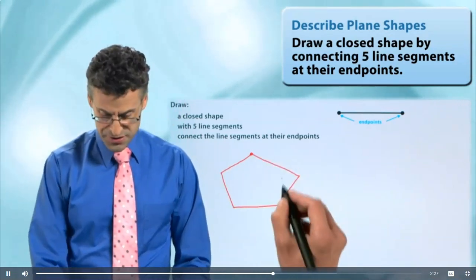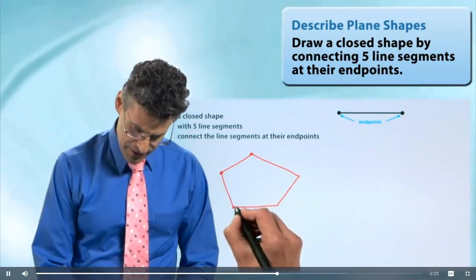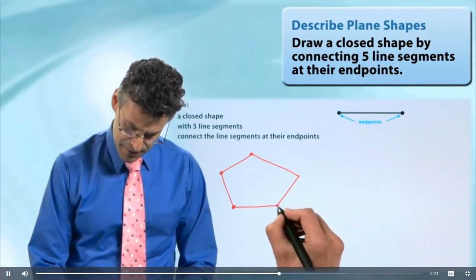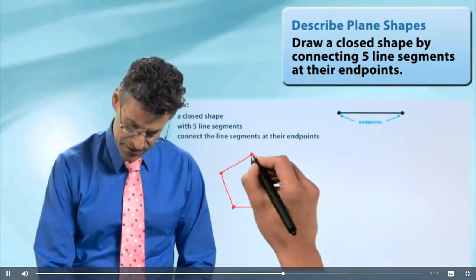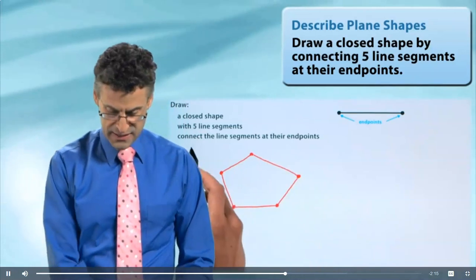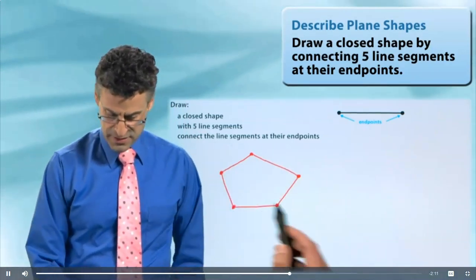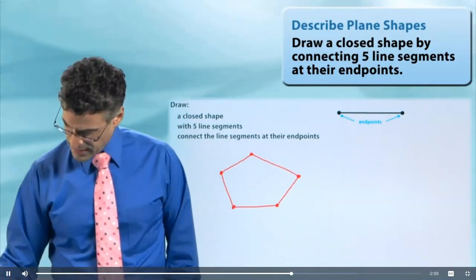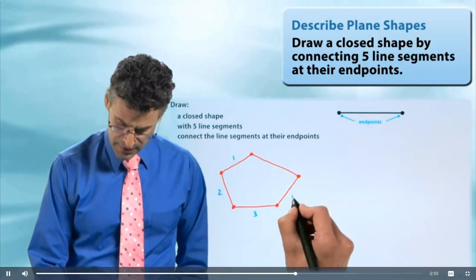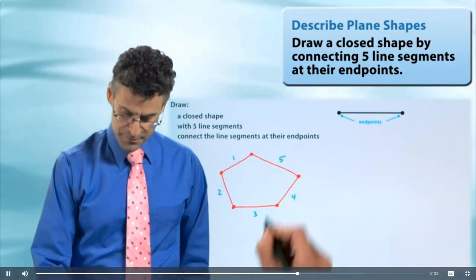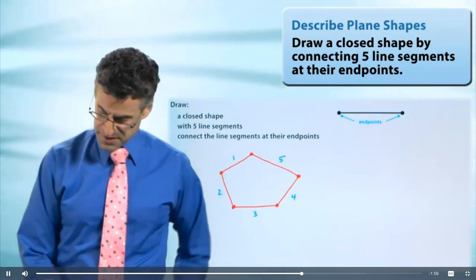Now it's closed, and notice that every side is a line segment. It's straight, part of a line, and has 2 endpoints each. And we connect the line segments at their endpoints, which is exactly what we did. And do we have 5 sides? Let's see. 1, 2, 3, 4, 5. So there's a closed shape with 5 line segments, and we connect the line segments at their endpoints.